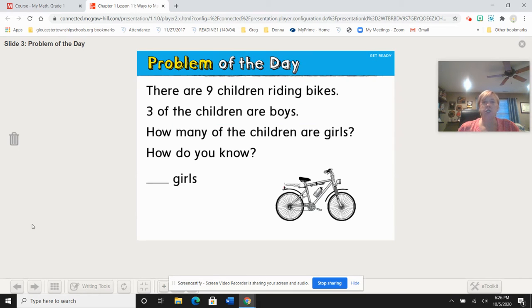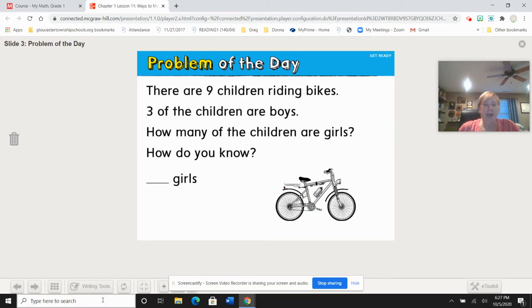All right, so the problem of the day. There are 9 children riding bikes. 3 of the children are boys. How many of the children are girls? And how do you know? Well, there are a few different ways that we could figure this out.